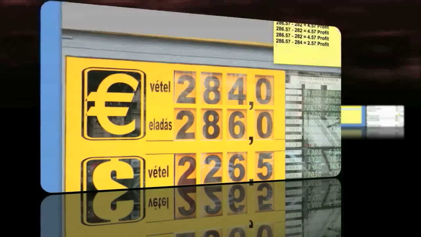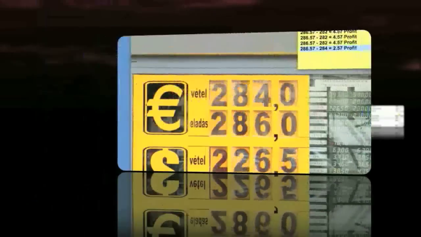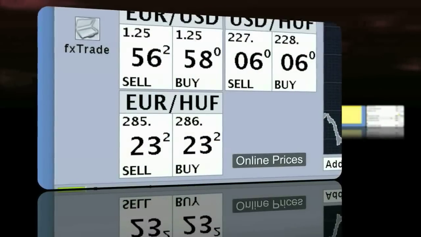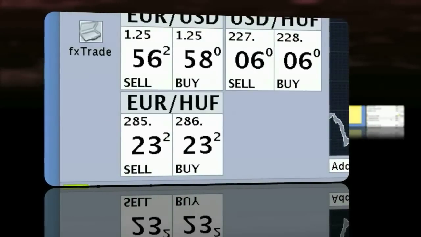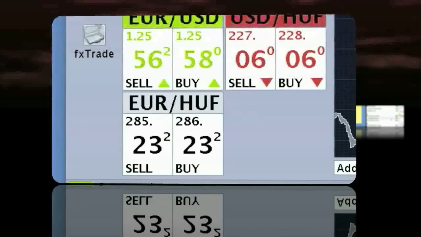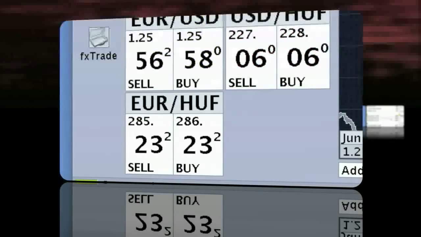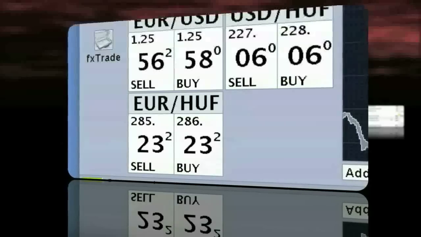This is exactly the type of place that we are looking for if we want to trade and change our currency. Currently the best exchange rates are available on the internet, at an online broker. As you can see from the picture, less than 1 Hungarian forint profit on each euro. It's practically impossible to find a rate as good as this on the street.